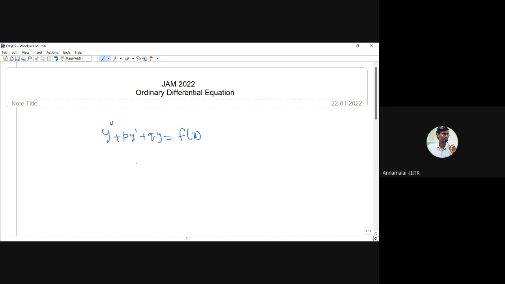First you have to consider the homogeneous equation, and then you have to find the two solutions. The corresponding homogeneous equation is y double dash plus p times y dash plus q times y equal to 0. How to find this complementary function? You write the auxiliary equation. You'll get a quadratic equation, and you'll get two roots m1, m2. Based on m1, m2, we can write the complementary function, that is c1 times something plus c2 times something.